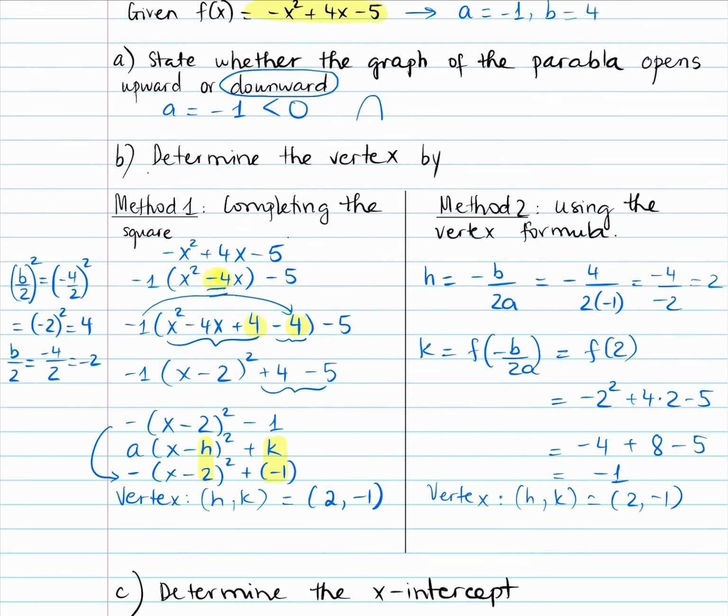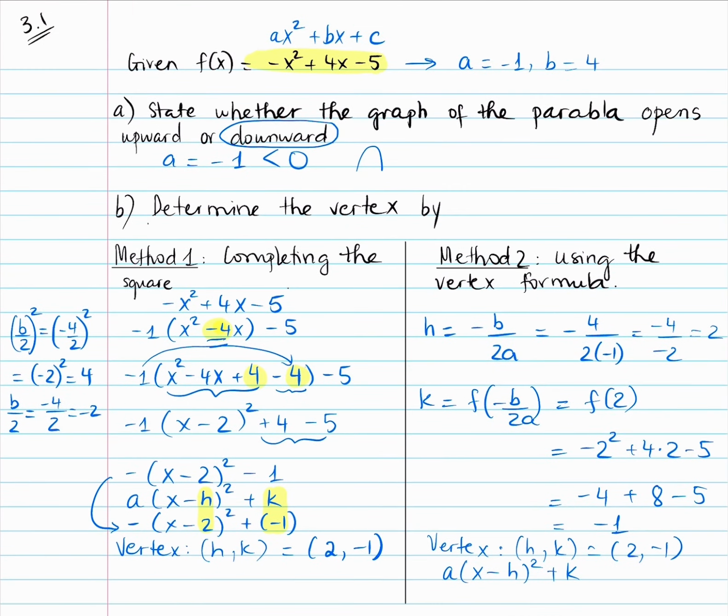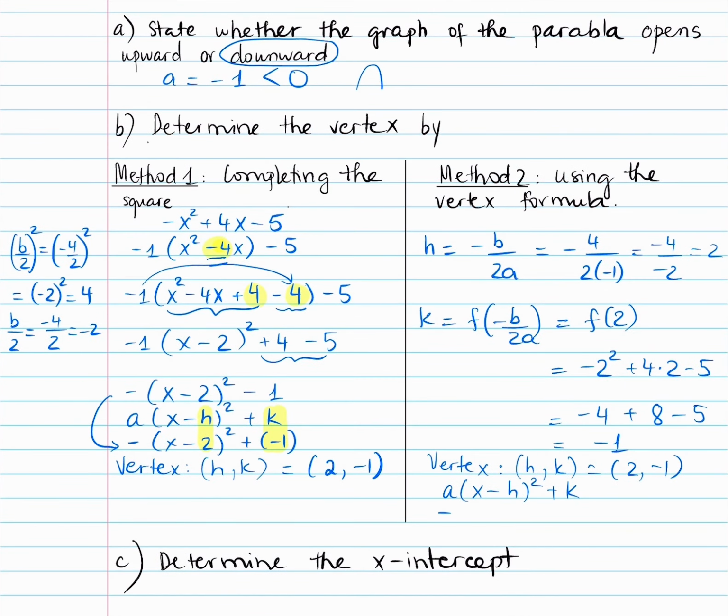Now in this step, if we want to write the function in vertex form, we can. The vertex form is a times (x minus h) squared plus k. So then a, we found up here to be -1, so just write negative. (x minus 2) squared, and then k, we found it to be -1, so just write -1. And then we get the same vertex form as what we have over here on the left.